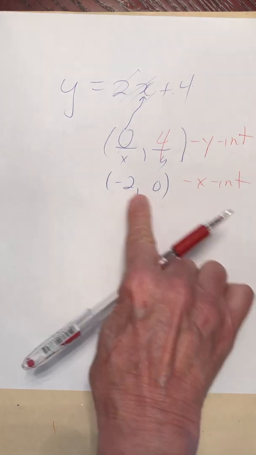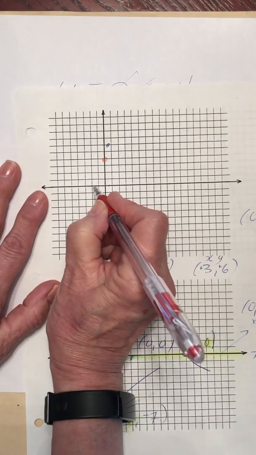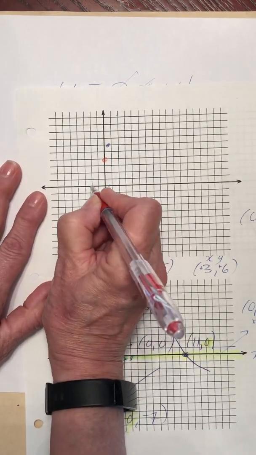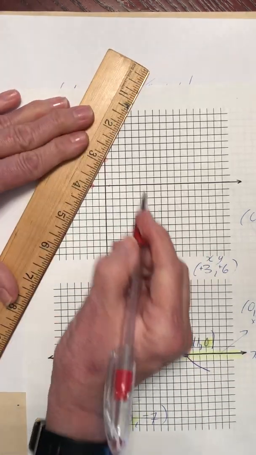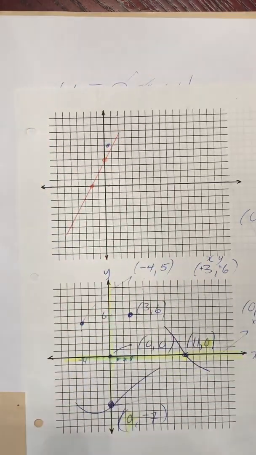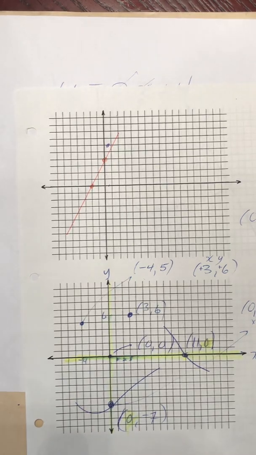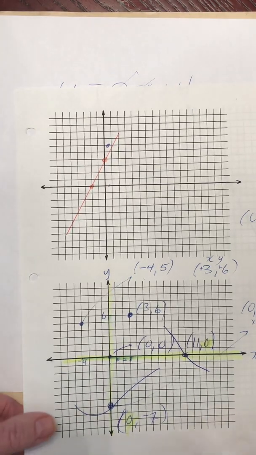Get my other point, negative 2, 0. Negative 2 is here, but don't go up or down. Can I draw my graph from those 2 points? Sure you can. There it is right there. So that is a nice easy way to draw a graph by finding x and y intercepts.